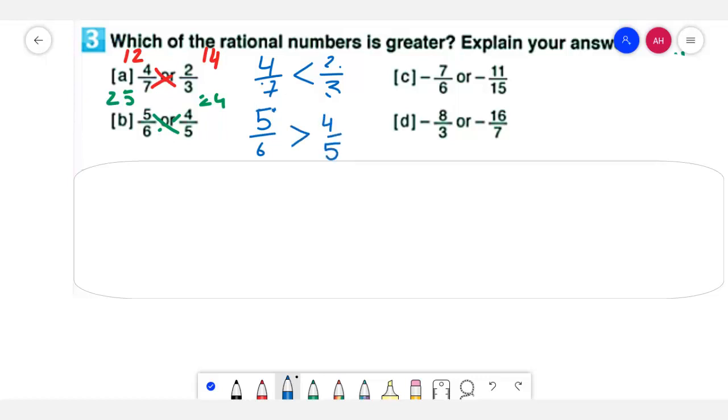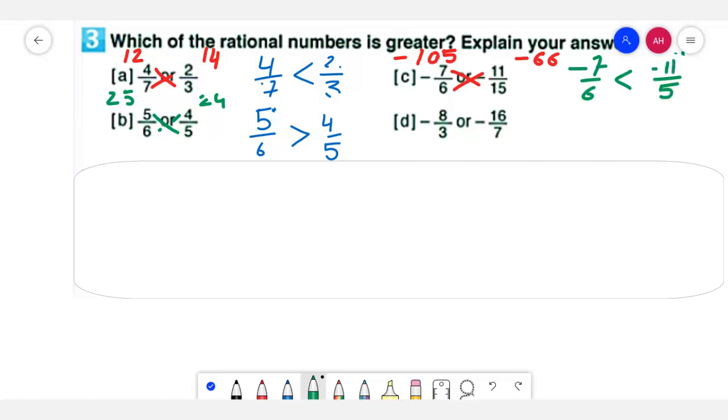Let's go now for number C. Negative 7 over 6 or negative 11 over 15. Let's do cross multiplication again, since I have different numerator and different denominator. 15 times negative 7 is equal to negative 105. And 6 times negative 11 is equal to negative 66. As you can remember, when we are comparing negative numbers, the smallest number is the greatest. As a result, I will have negative 7 over 6 smaller than negative 11 over 15.